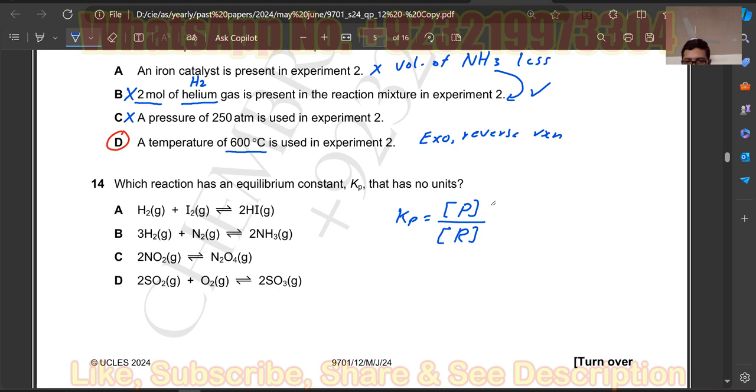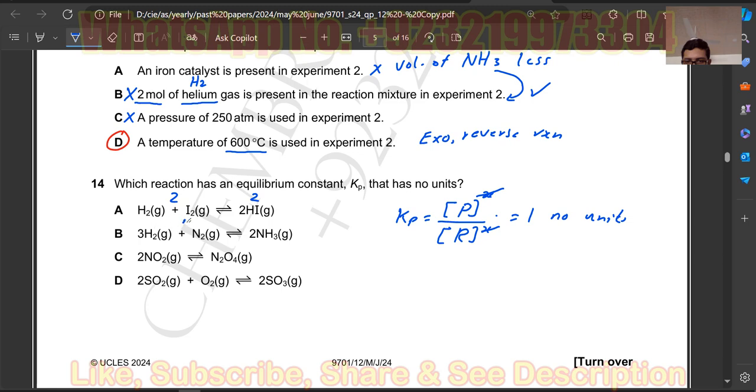And those chemical reactions in which there is no unit, it means the power of the products and the reactants should be same, and when they are same, they are cancelled and you get 1 as a value which has no units. So we need to find which chemical reaction has similar number of moles, and these powers are basically the number of moles. There are 2 moles of the reactant and 2 moles of the product, so they are same.